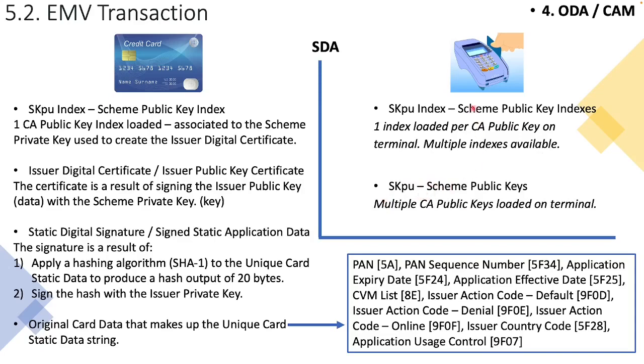So basically, if the terminal has 12 scheme public keys, let's assume I've got 4 MasterCard public keys, 4 Visa public keys, and 4 Amex public keys, then every public key will have its own index or its own name, and so there will be 12 indexes as well.